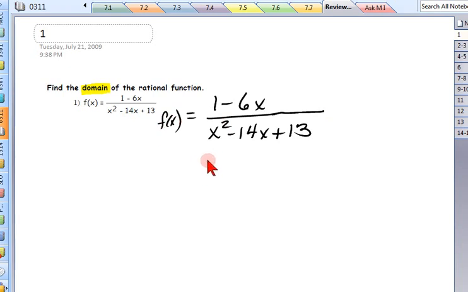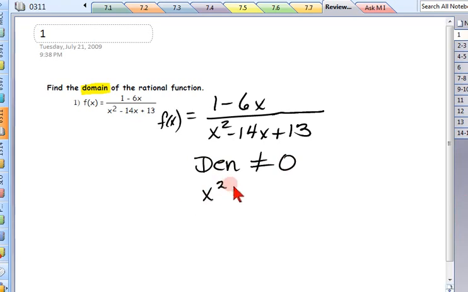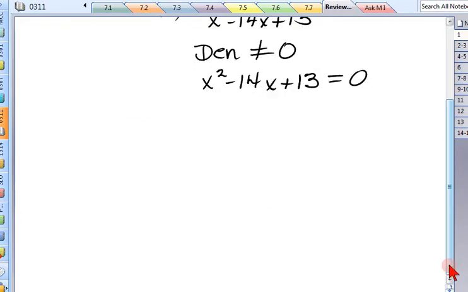We want to make sure the denominator does not equal 0. That's what we need to remember. So what we do is we sort of break the rules. We say, okay, well, I'll take x squared minus 14x plus 13, and I'll see what does make it equal 0. So right now, I am finding out what will violate the rule.